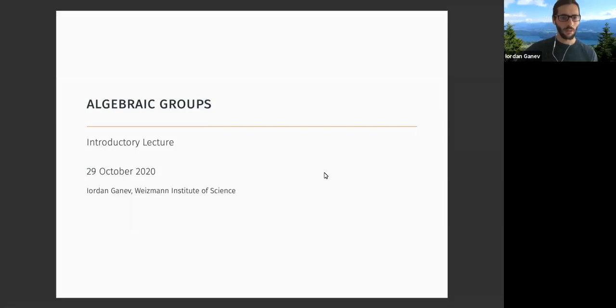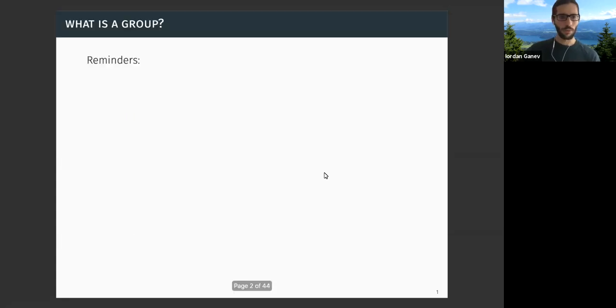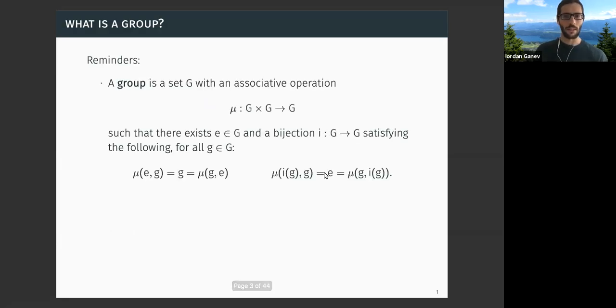All right, so let's get started with the math component of the first lecture. So this is the class on algebraic groups. So first of all, as a reminder, what's a group? Well, a group is a set with an associative operation. So we think of this operation as a map from G cross G to G. So for every pair of elements in G, we get a new element in G.